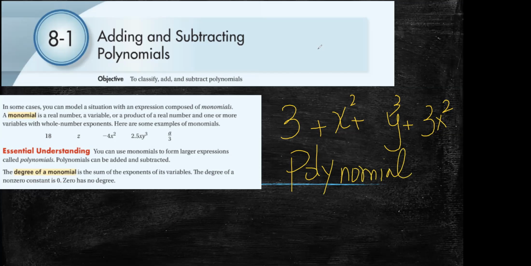A polynomial means it is more than one monomial. It can be added and subtracted. If you have all of these expressions and you add them or subtract them, you will have something we call a polynomial. This word poly means more than one.